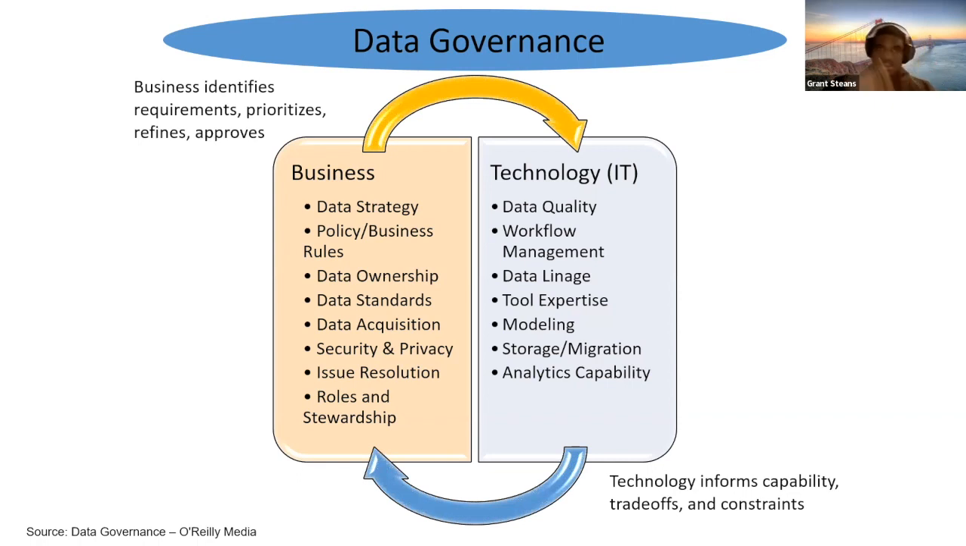So this is the cyclical cycle of data governance. The business domain identifies the requirements and priorities, and they refine and improve the decisions that are made when it comes to the data strategy, while the IT and technology domain informs the capabilities, the trade-offs, and constraints that your organization will have when it comes to trying to implement the policy.